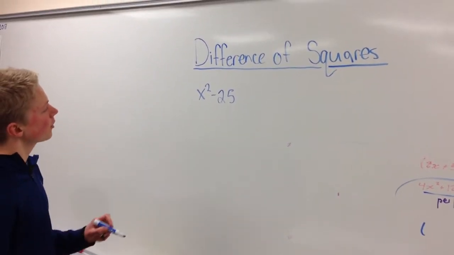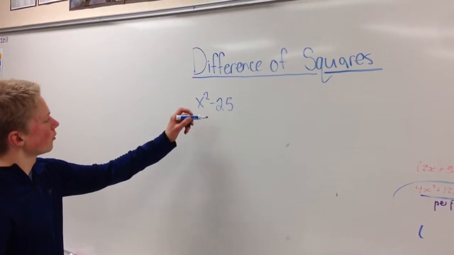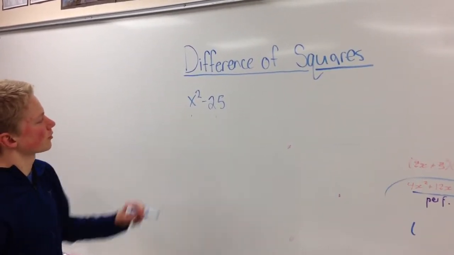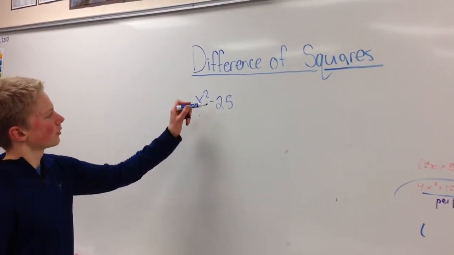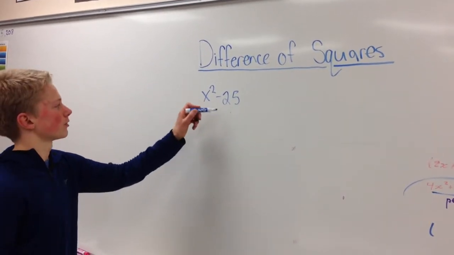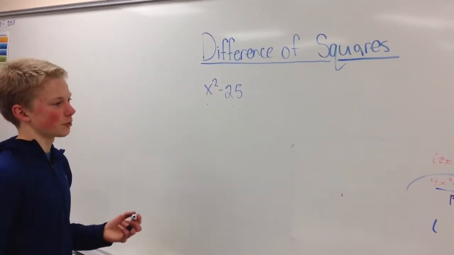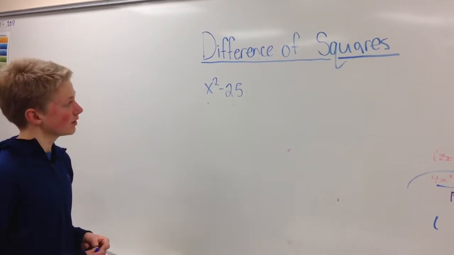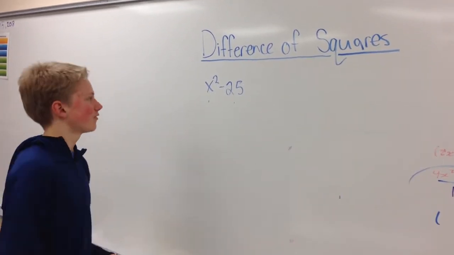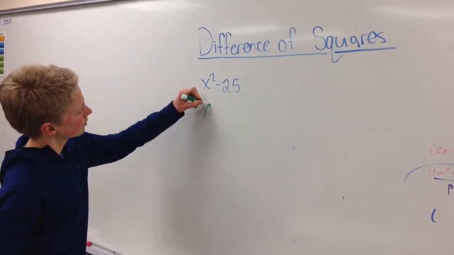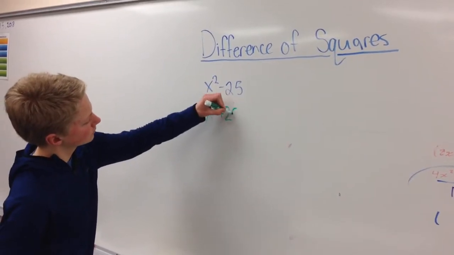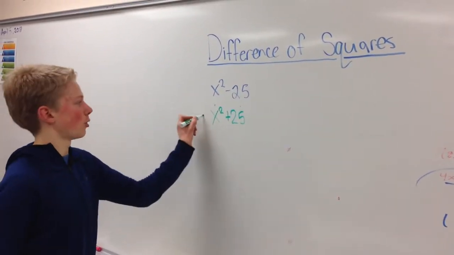The things that you have to look for are two terms where it's a perfect square and a perfect square, and they'll be subtracted from one another. So a perfect square subtracted from a perfect square. And the minus sign is really important. If it were x squared plus 25, that is not factorable.